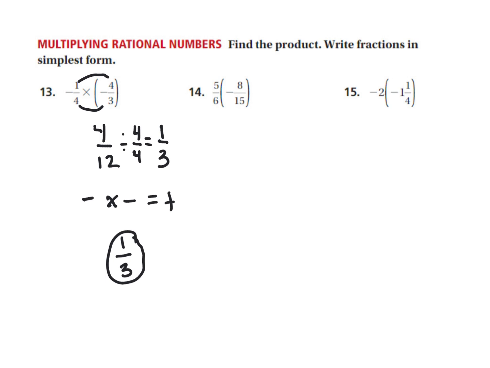Now the other thing that you could have also done here is you could have simplified right away, because the 4 and the 4 will cancel, and you would have been left with 1/3. And then you could have just done the negative times the negative as a positive, and you would have got the same thing.